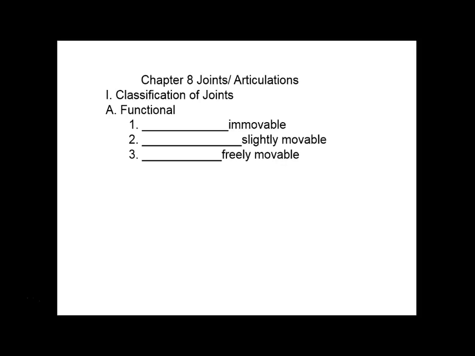There are two ways to classify joints, either by their function or by their structure. Let's look at the functional names first. We have immovable joints that are called synarthrosis joints. I always think it would be a sin if they moved, so that's how I remember. Synarthrosis is immovable. Amphiarthrosis are those that are slightly movable, and diarthrosis are those that are freely movable.